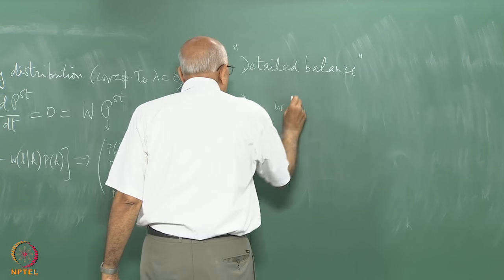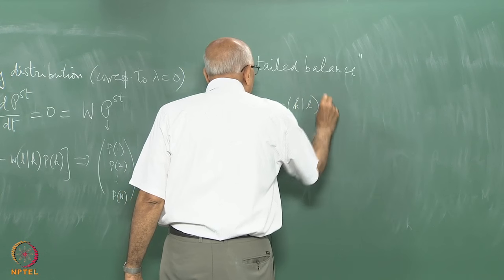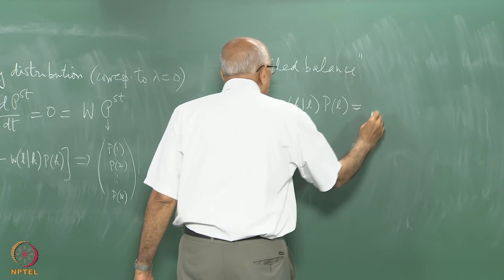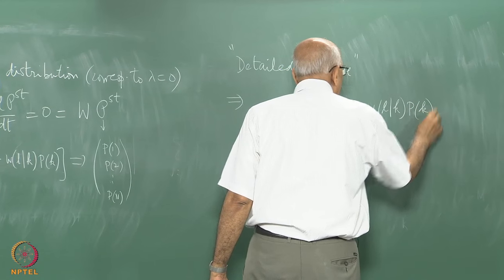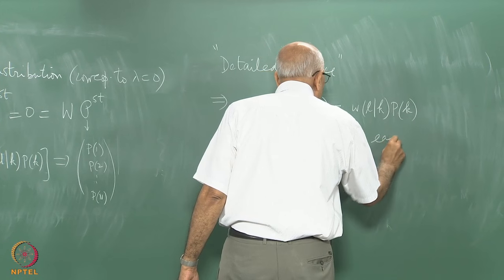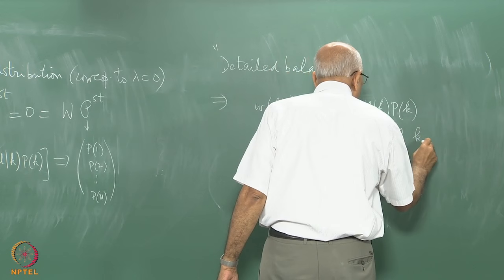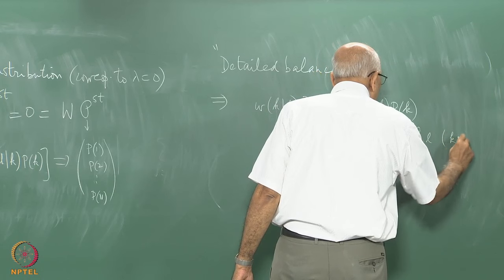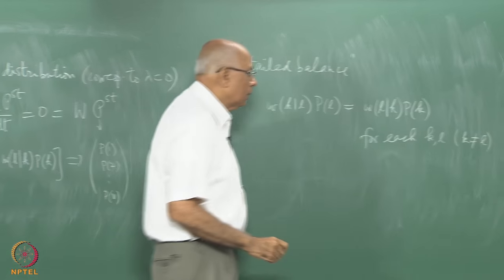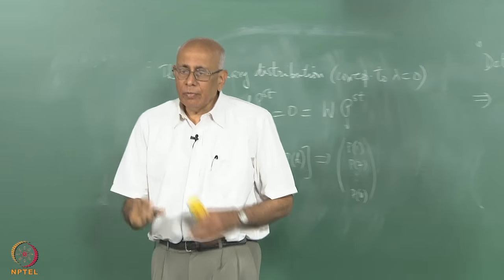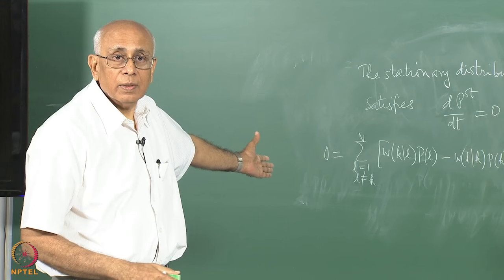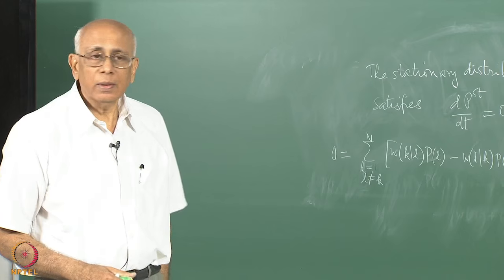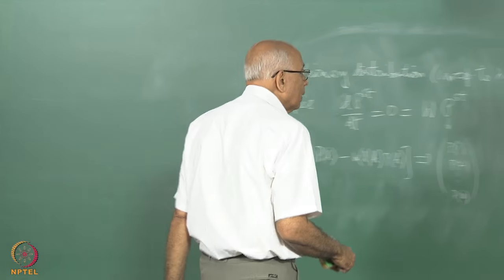This implies that W_KL P of L equals W_LK P of K for each pair K, L. For every pair, this is true pairwise. And of course, if that condition is true, then immediately you know that this is going to give you the stationary distribution without doing much solution at all.